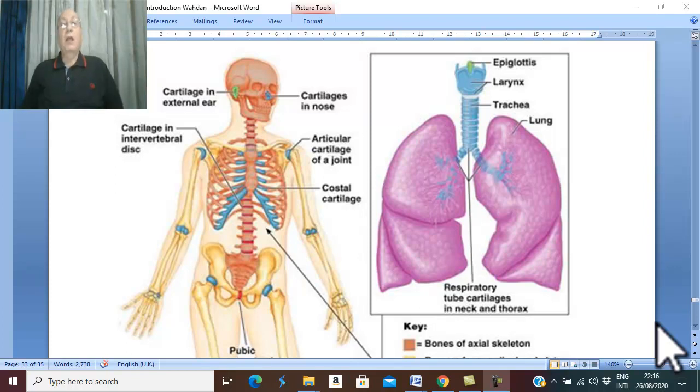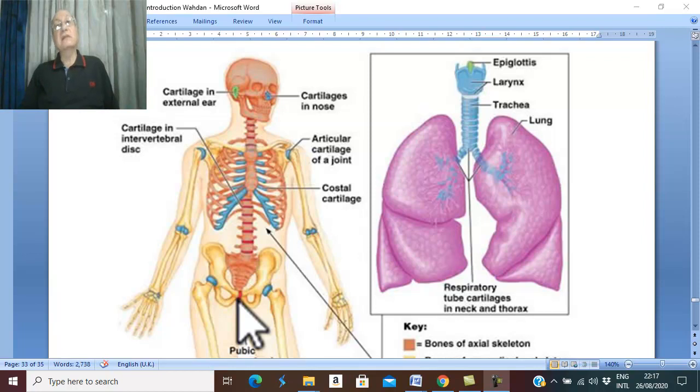Cartilage. We all know that the skeleton is formed of two things. In the previous videos we discussed bones together. The skeleton is mainly formed of bones. And what are these colors? Blue color, red color. The skeleton is formed of bones and the cartilage.